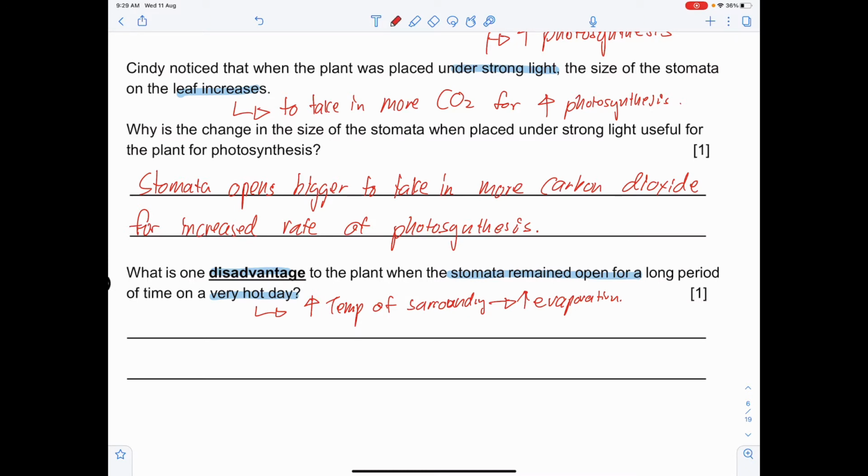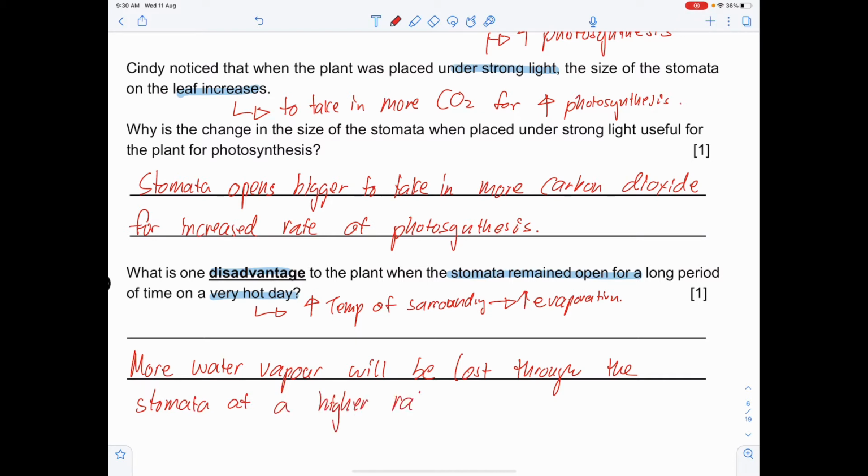Okay, so how would your answer look like? Before I craft the answer, I also want to point out that this stomata that is opening bigger to take in carbon dioxide is a double-edged sword, meaning that at one point, yes, it's advantageous. You get carbon dioxide for photosynthesis, but you also lose more water. So more water vapor will be lost through the stomata at a higher rate. Okay?